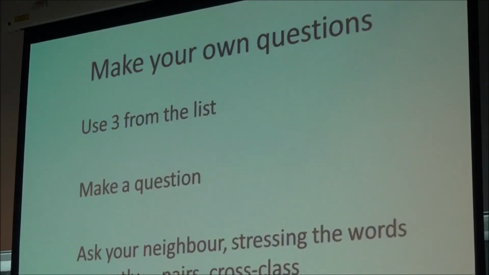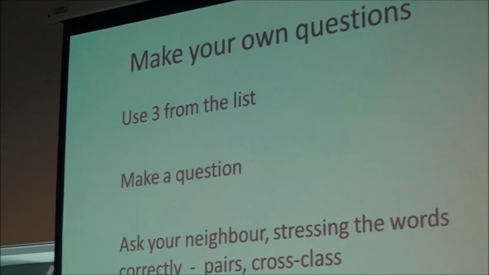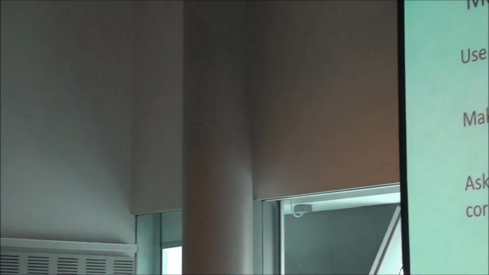All right, next, students make their own questions. You've got about 15 words in the lists that you've done in the first 2 exercises. Students can choose 3 from the list and make a question like the one they've just used. So it's their own question. They ask their neighbour, stress the words correctly in pairs, and then demonstrate across the class what they can do.